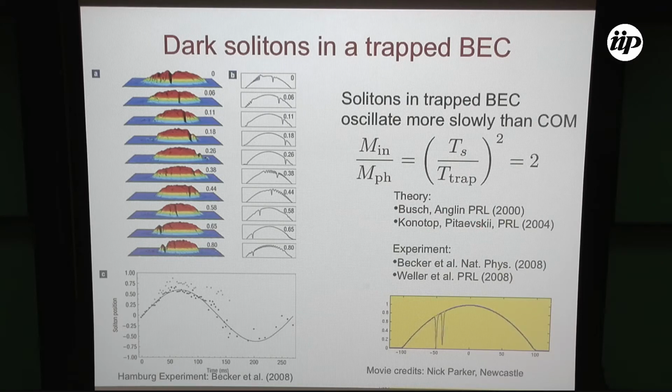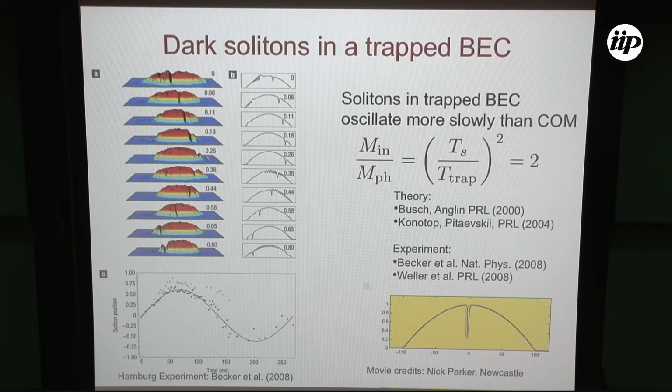The square of these frequency ratios is 2, which was predicted by theory. Again, this comes out of the nonlinear equations, but it can be interpreted quite nicely as a ratio of the inertial mass of the soliton, which can be computed from its dispersion relation, to a quantity called the physical mass. It can also be calculated from the dispersion relation, but it essentially is the mass of the particles that are missing now. If you integrate over this dip in the density, you get a number of particles that is missing there, and multiply that by the bare mass of the constituent particles.